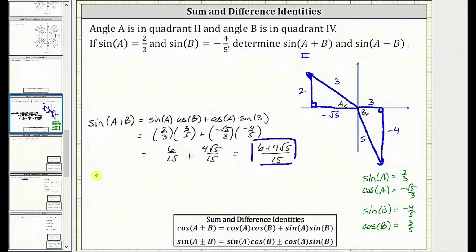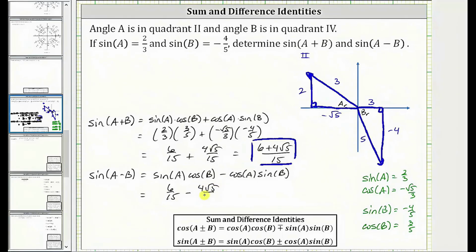And now we need to find sine of the quantity a minus b, which is equal to sine a times cosine b minus cosine a times sine b. Well, notice how this expression is the same as this expression here, except instead of a sum, we have a difference. And therefore this difference is going to be equal to 6/15 minus 4 square root 5/15, or the quantity 6 minus 4 square root 5, all divided by 15. I hope you found this helpful.